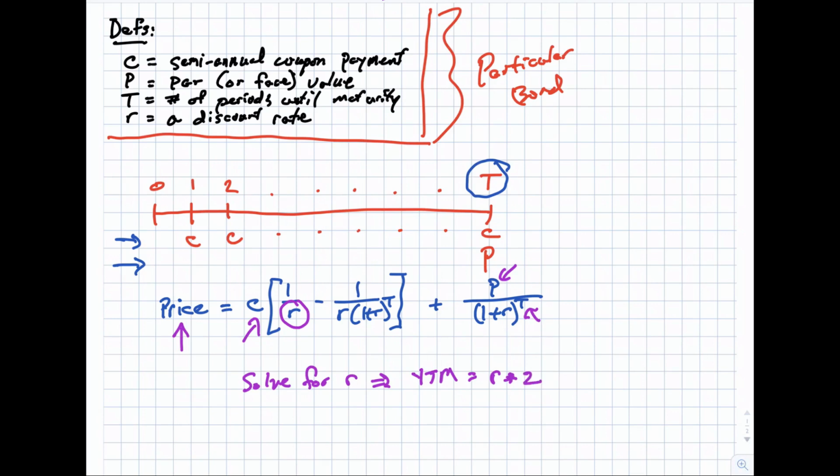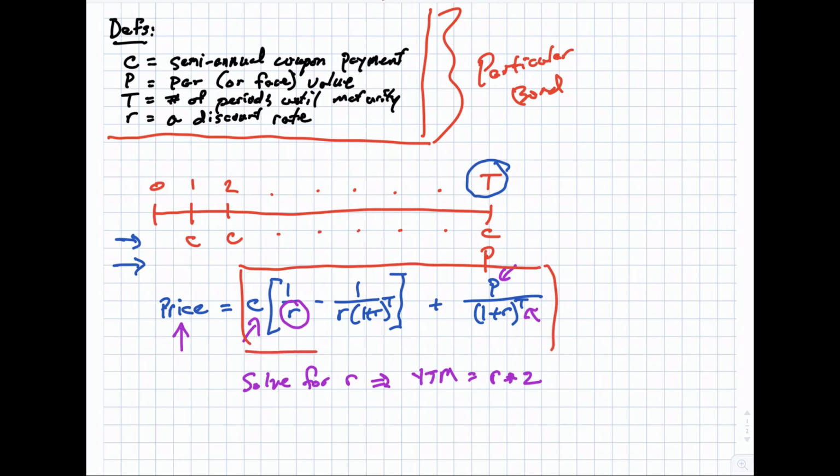And this stems from the very definition of yield to maturity. So remember the words that we use to define yield to maturity. We said yield to maturity is the discount rate that sets the present value of the bond's promised cash flows equal to its market price. Now look carefully at this formula and see what's happening. Start with the right side.